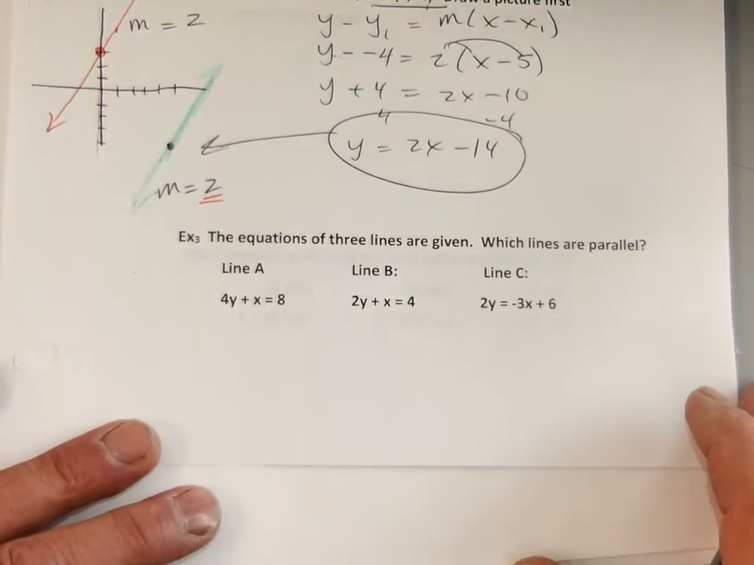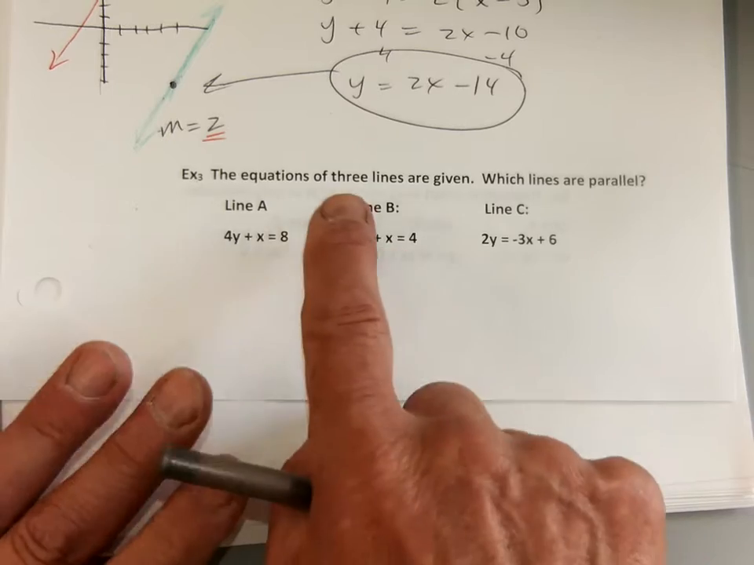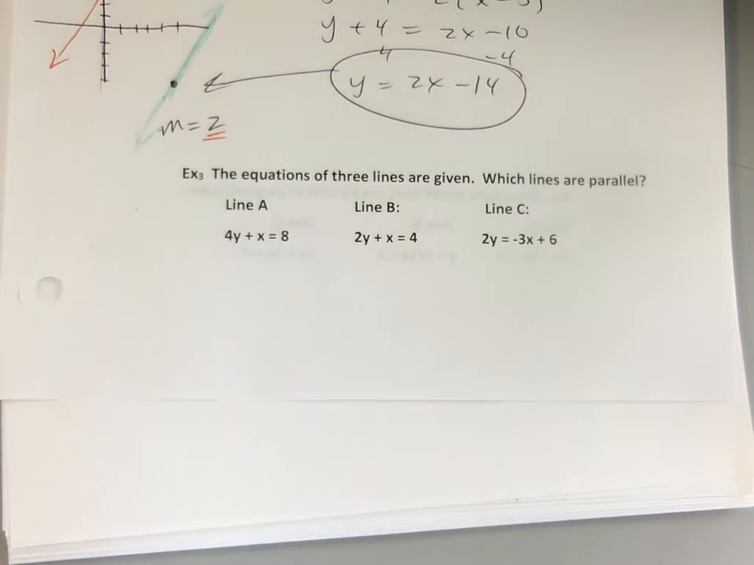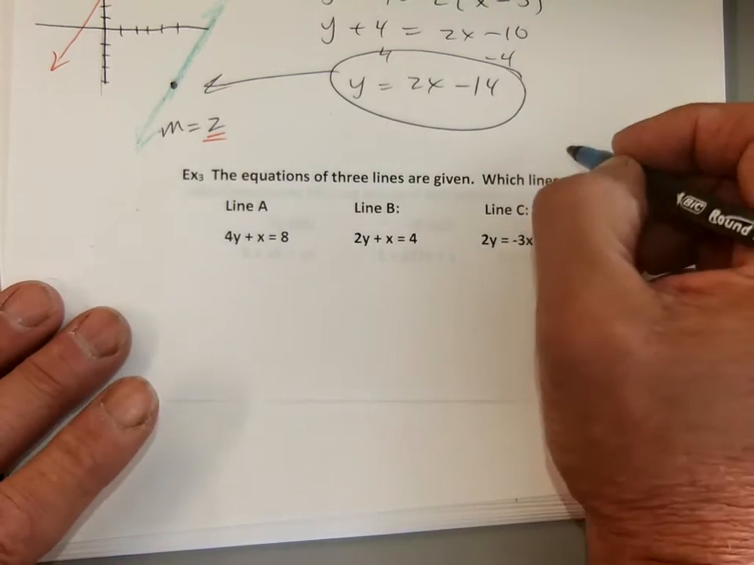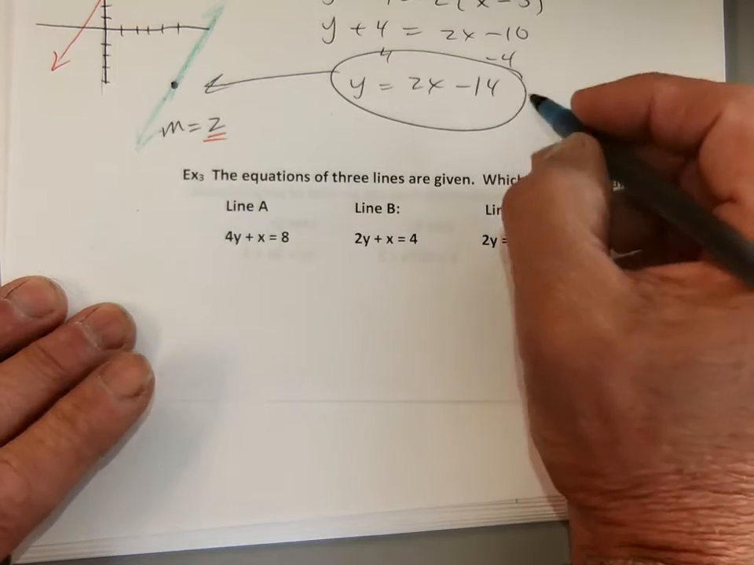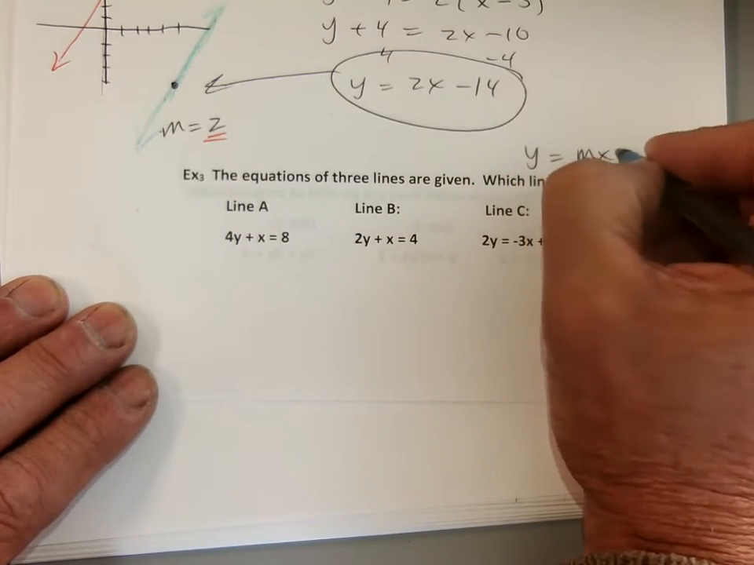Moving to example 3. So example 3, we have the equations of these three lines given. Which lines are parallel? So let's go back to our favorite equation. Remember, y equals mx plus b. Ready? y equals mx plus b. One more time. y equals mx plus b.